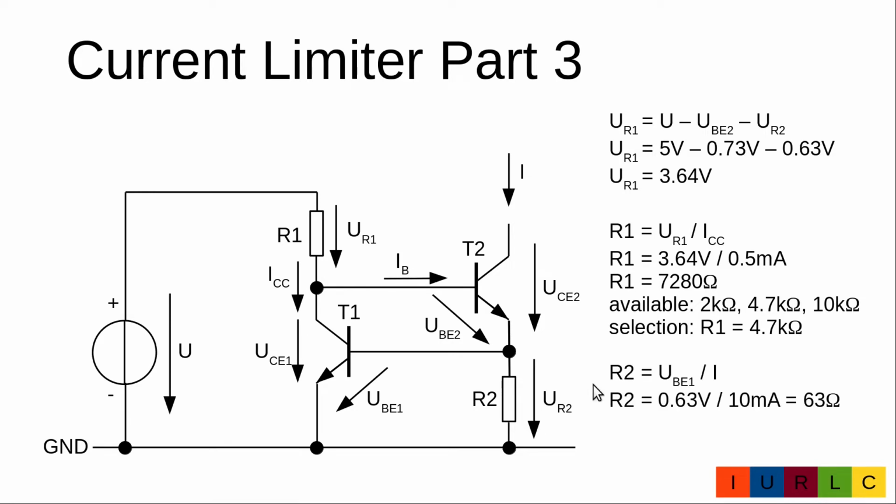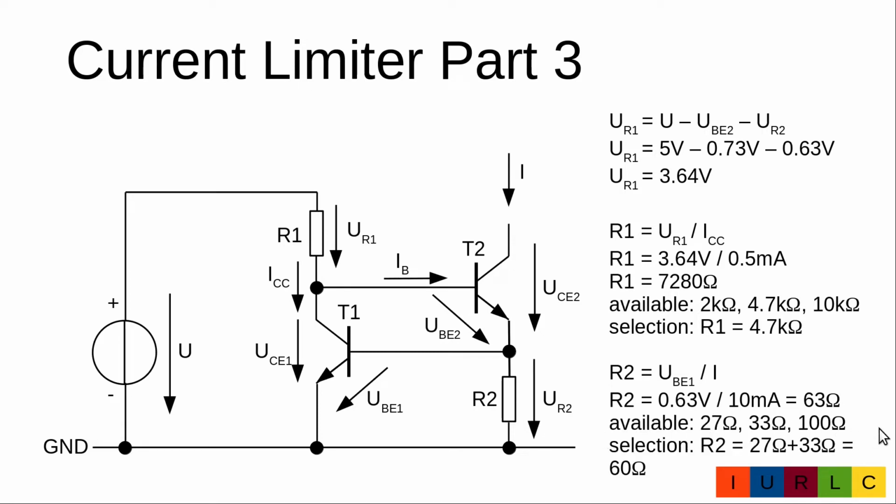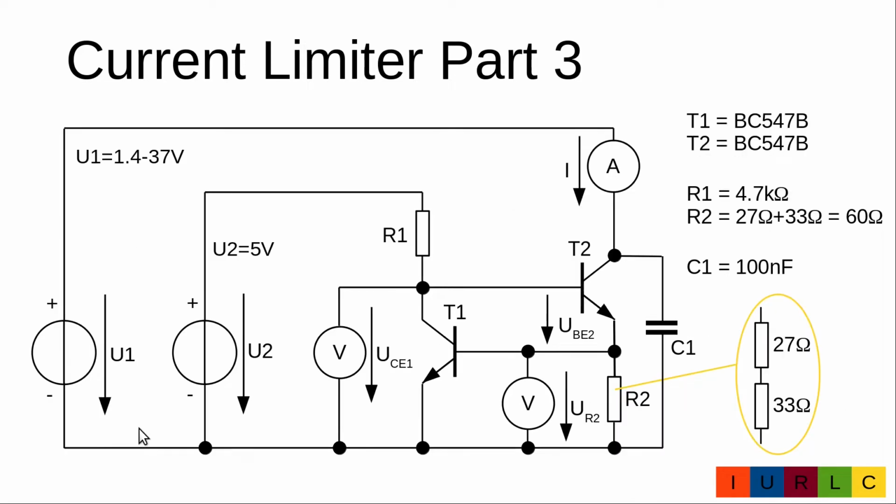Now we calculate the current sense resistor R2. It's the voltage drop at R2 divided by the current I_E. It's 0.63 volt divided by 10 milliamp is 63 ohm. If these values are available, we select 27 and 33 ohm and connect them in series, so we add them and get 60 ohm for the current sense resistor. This is our complete setup.